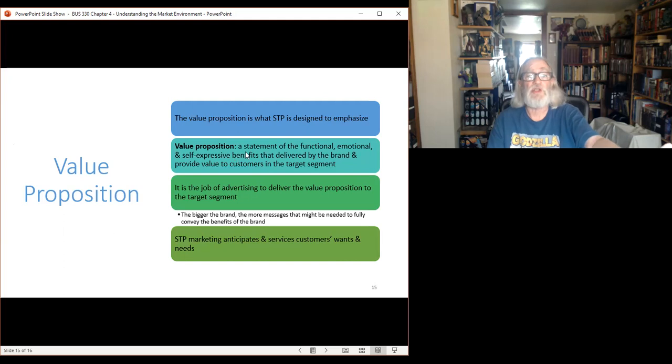So the value proposition itself is telling the consumer, here are the functional, the emotional, the self-expressive benefits. Here are all the other benefits that relate to the psychographics I talk about, that our brand, our product can deliver, and it's all about value. Well, it's your job as the marketer to make your advertising and promotion deliver that value proposition that you say you can deliver. You just have to do it.